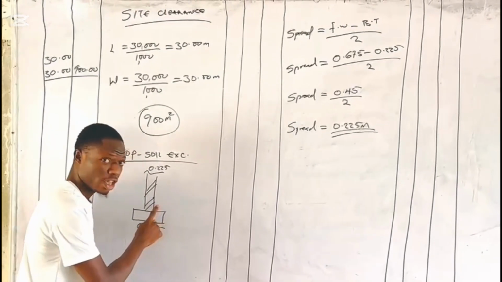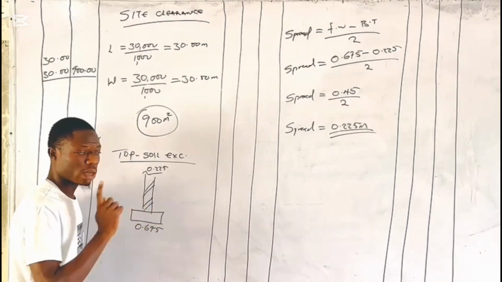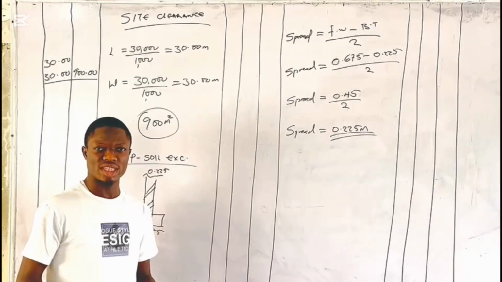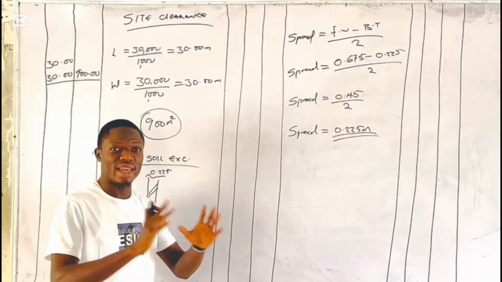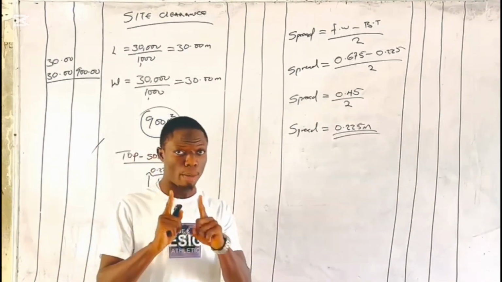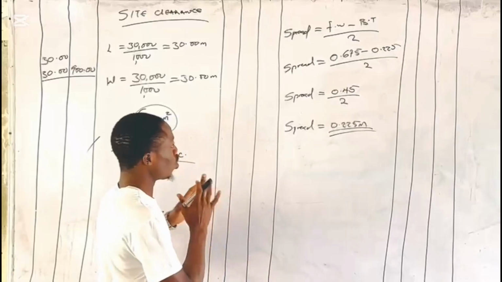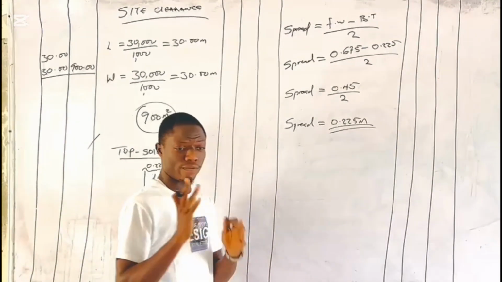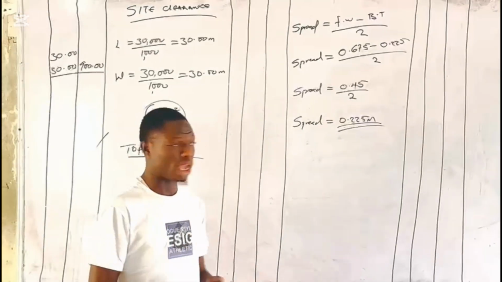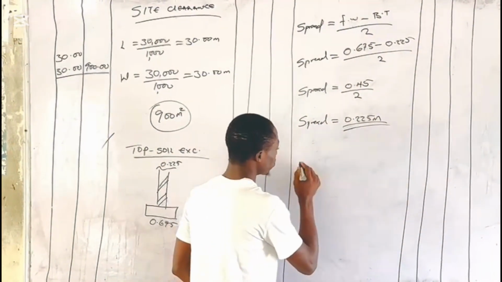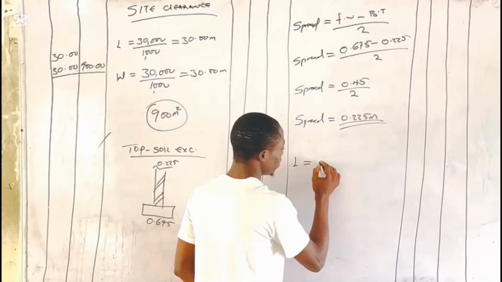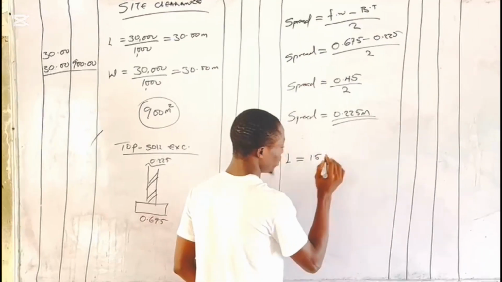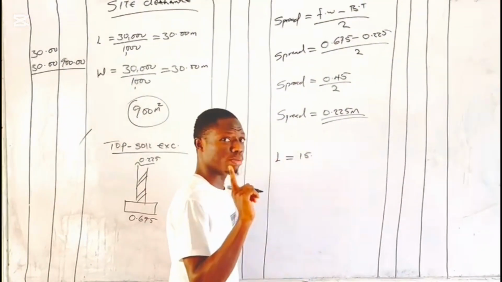And then also what we're having here is what? 0.225 as our spread. Now coming to the topsoil excavation itself, you'd have to make it of the length and the width of your floor plan, mind you. Because when it comes to topsoil excavation, you'll be using your floor plan to cater for that. And then from our floor plan, just like we have mentioned earlier, we have the length is 15,225.